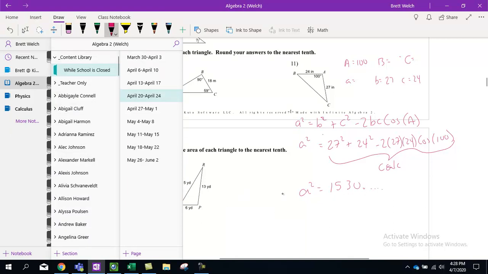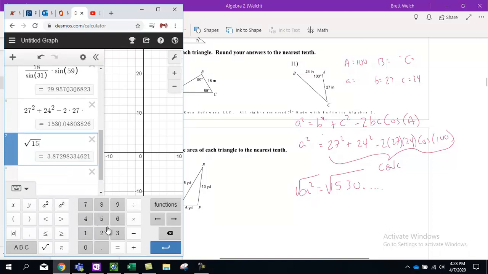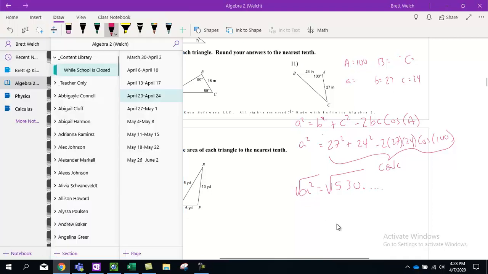Okay. Well, to solve it, I've got to take a square root of that to get a completely alone. So I go back into my calculator and I'm going to take the square root of 1530.05. Let's go out about that far. 39.1. So I'm pretty happy to just come in here to A and call it 39.1.